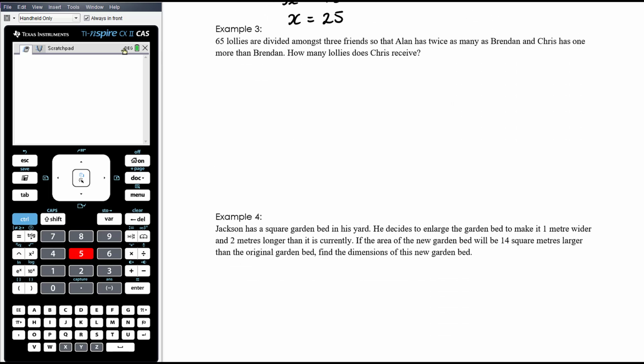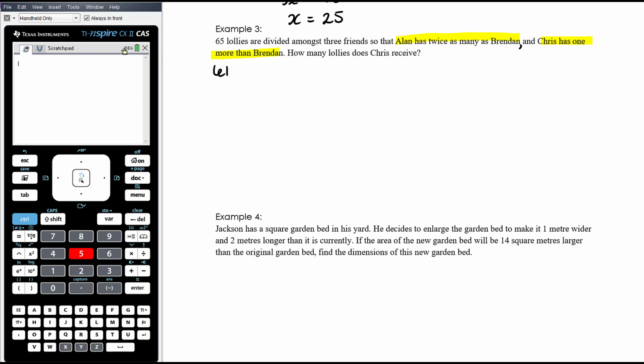Alright, example 3. 65 lollies are divided amongst 3 friends so that Alan has twice as many as Brendan and Chris has 1 more than Brendan. How many lollies does Chris receive? Okay, so the question asks us how many lollies Chris receives. So we could let our unknown be the number of lollies Chris has. But looking at the information, the 2 bits of information I have is Alan has twice as many lollies as Brendan and Chris has 1 more lolly than Brendan. So we're told about Alan and Chris's lollies, both of them compared to Brendan's lollies. So it's going to be much easier if we let the unknown be Brendan's lollies.